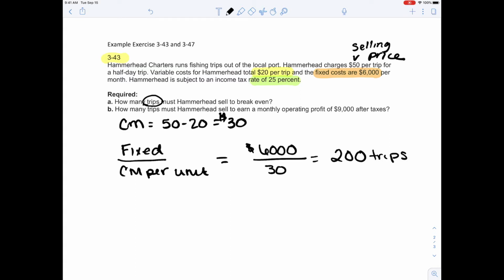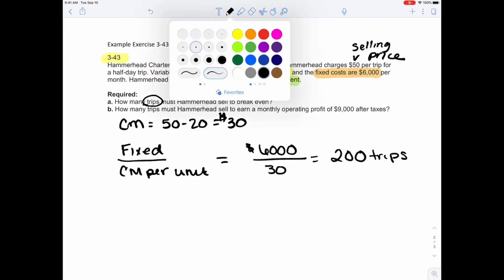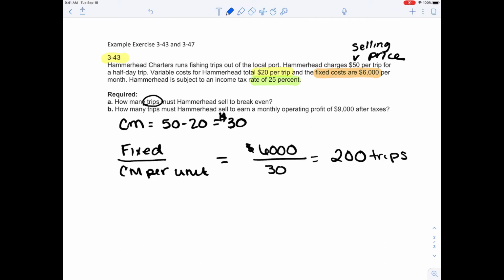Now let's take this one step further. And it says I want to not only break even, I want to have an operating profit of $9,000 after taxes. So let me go ahead and put this in a different color so you can see the difference. So if we want to earn $9,000 after taxes, the first thing I have to figure out is how much income is that before taxes.